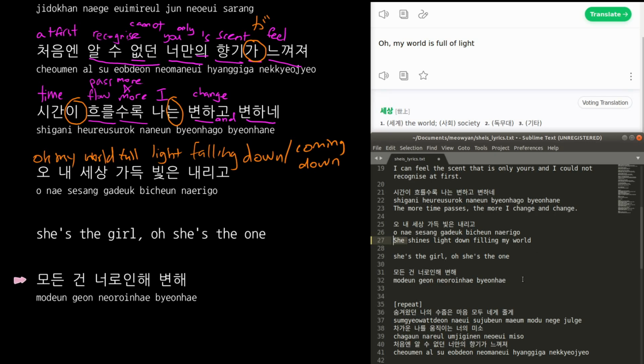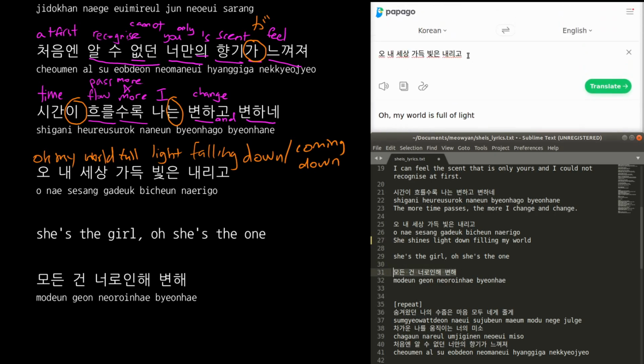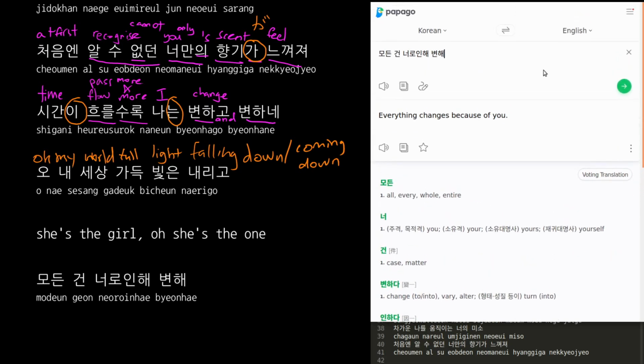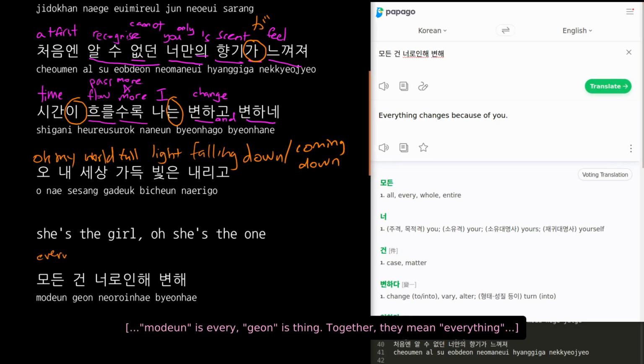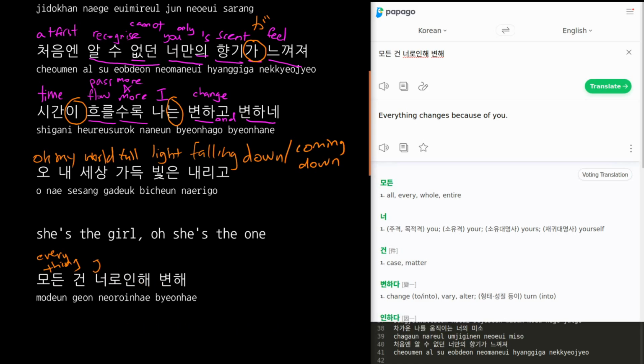모든 건 너로 인해 변해. The 너로 인해 basically means because of you. Everything changes because of you. 모든, everything. 너로 인해. No, 너, you. 로 인해, because of you. 변해, change. Same as over here. 변해, change. Everything changes because of you.